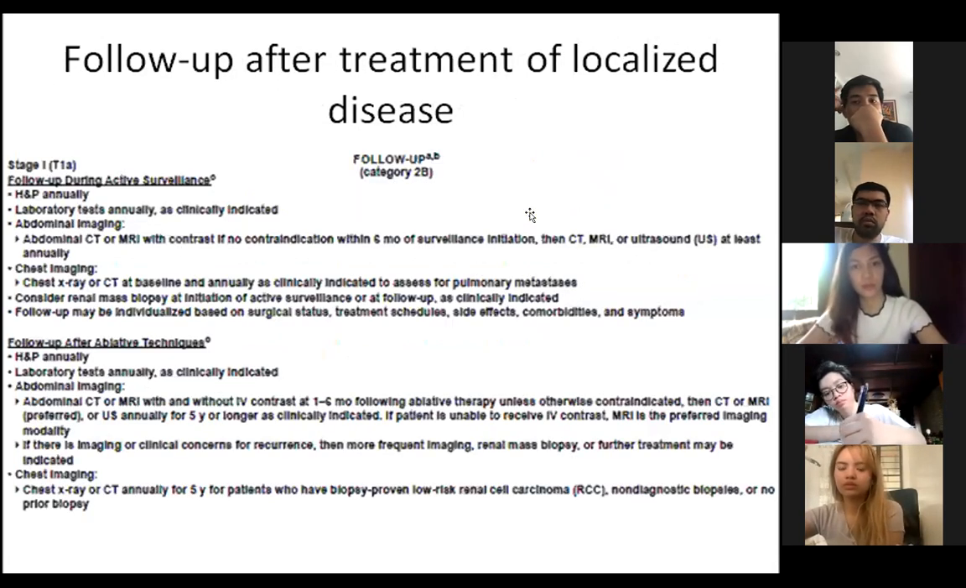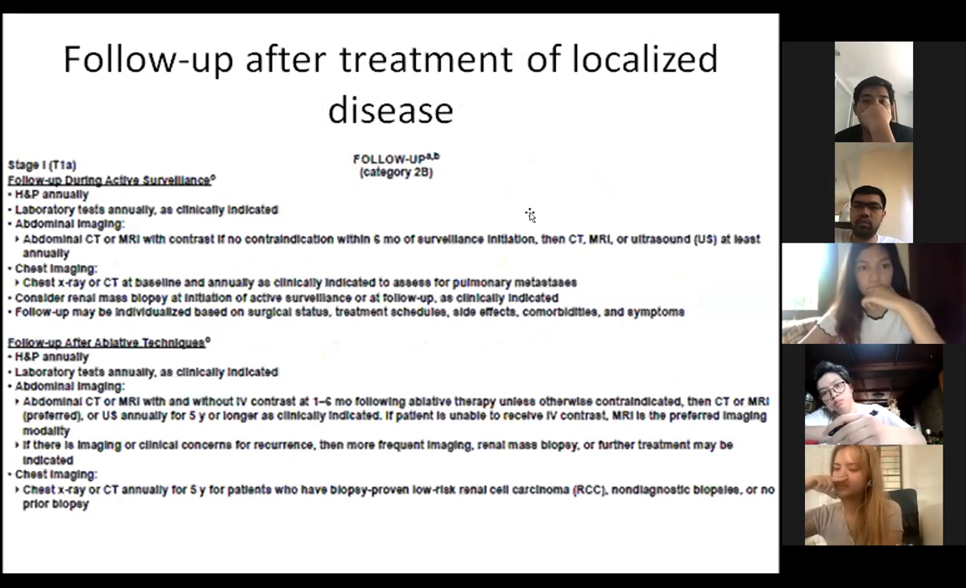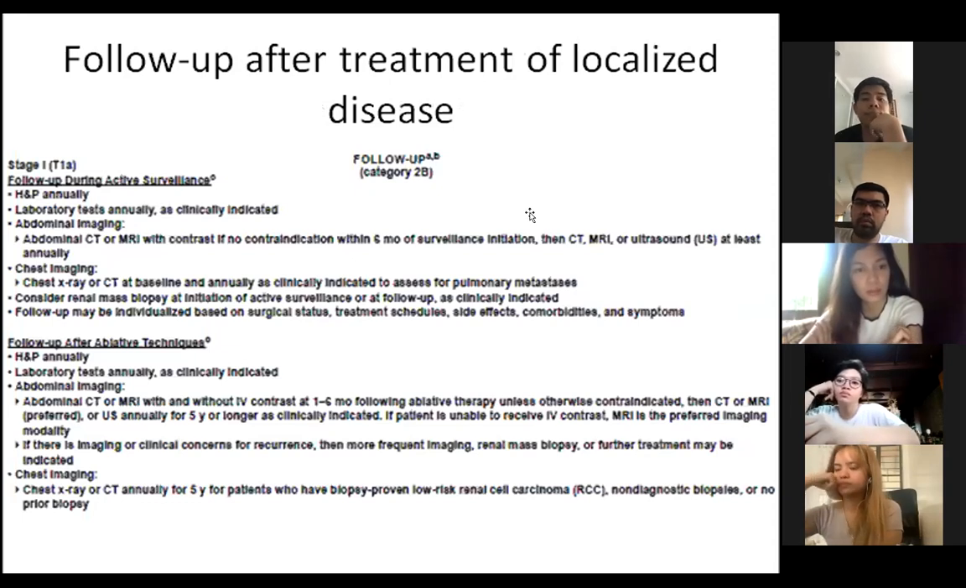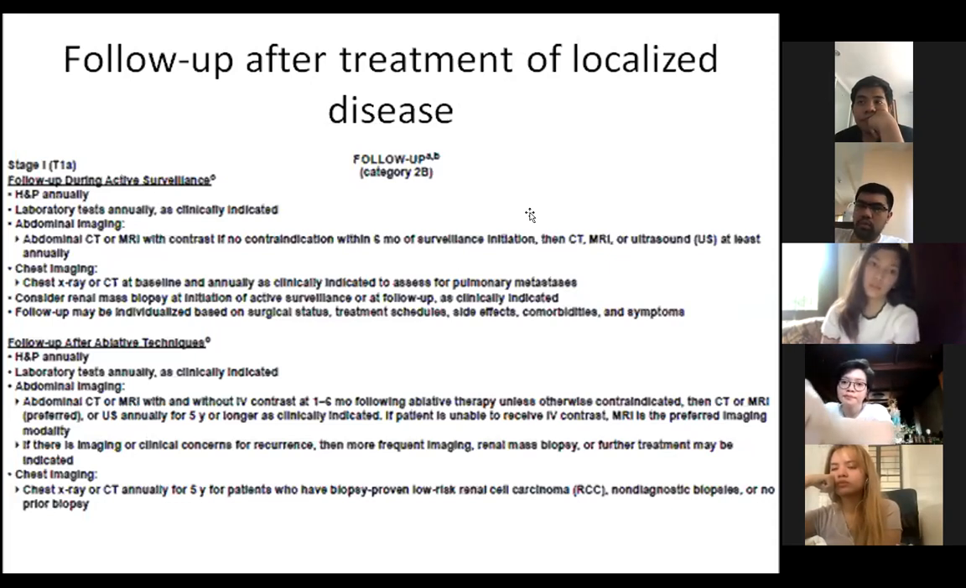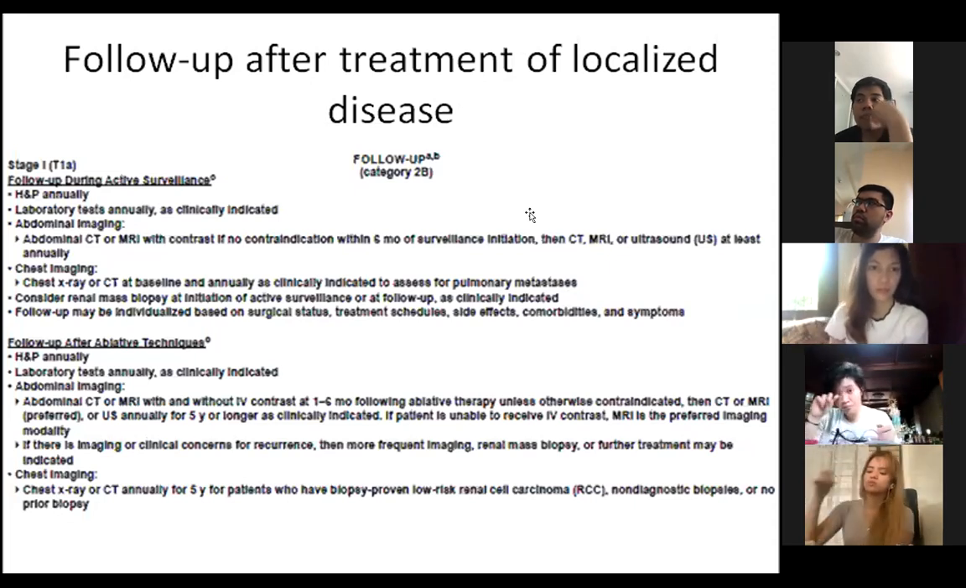So for follow-up during active surveillance, the NCCN panel recommends a history and physical examination, a comprehensive metabolic panel, and other tests every 6 months for 2 years, and then annually for up to 5 years. In order to study the growth rate of the tumor, the NCCN panel recommends abdominal imaging within 6 months for 2 years from the initiation of active surveillance. Subsequent imaging annually din.